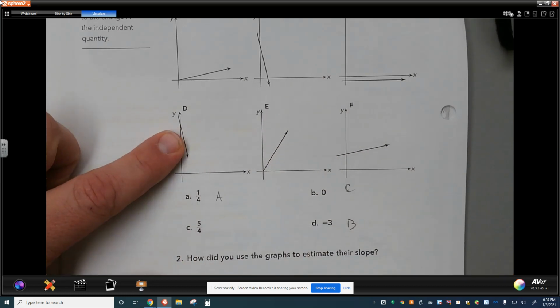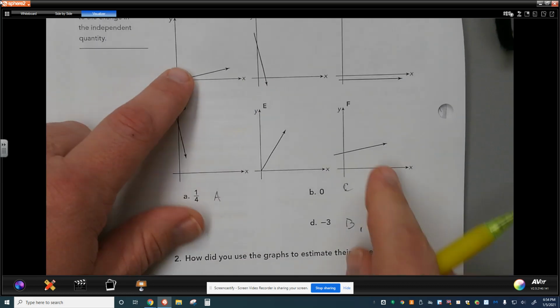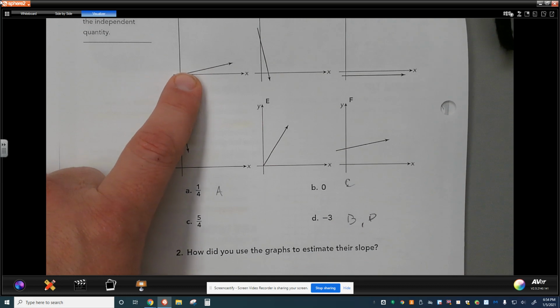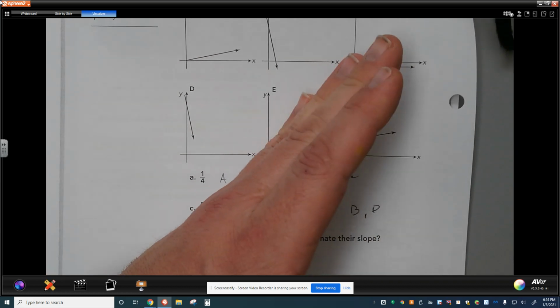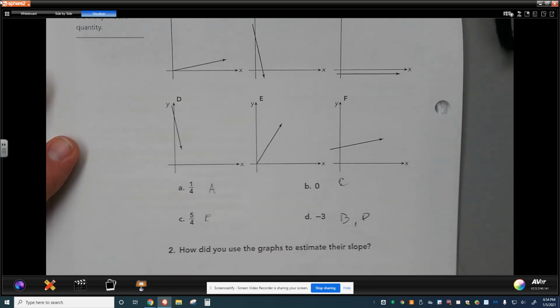D, again, another negative slope. So graph D is a -3. Graph E is much steeper than graph A is. We see that this one is actually greater than 45 degrees, but just slightly. 5/4 is just slightly greater than 1. Graph E has a rate of 5/4.